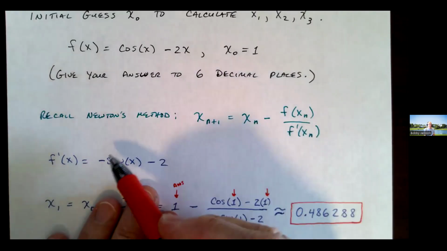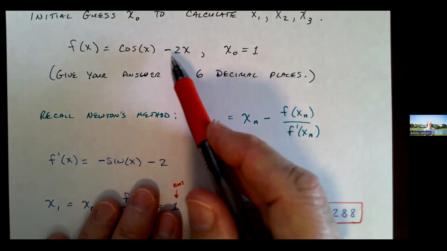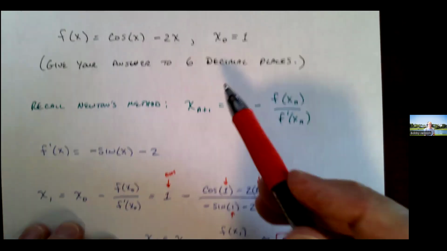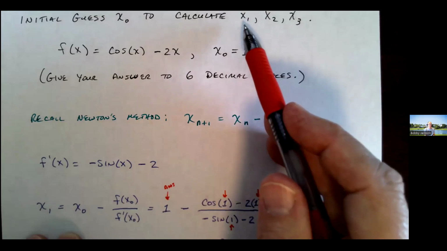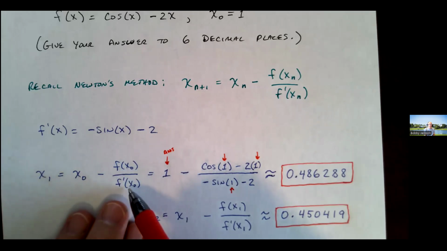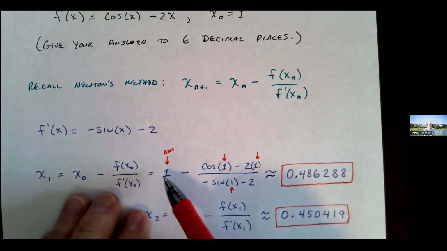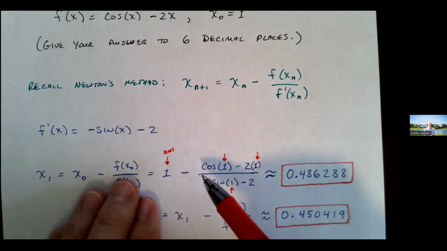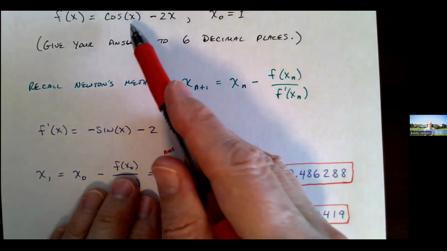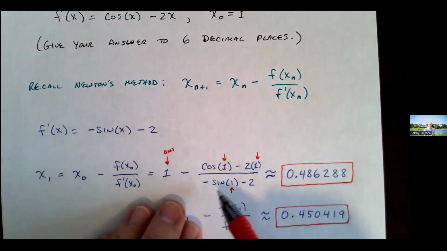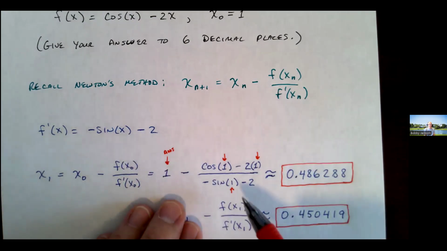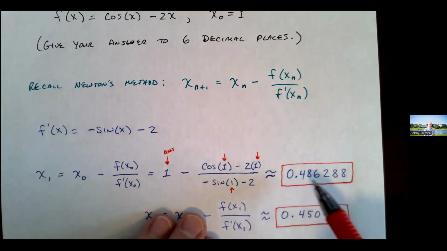So what's the derivative of cosine? That's negative sine of x. And what's the derivative of negative 2x? That's negative 2. Okay, so now I'll just find the first iteration, x sub 1. It's x sub 0, as we said, minus f of x sub 0 over f prime of x sub 0. So x sub 0 is 1 minus f of 1, which is cosine of 1 minus 2 times 1. And then f prime of 1 in the denominator will be negative sine of 1 minus 2. Okay. And of course, I've given the answer there.